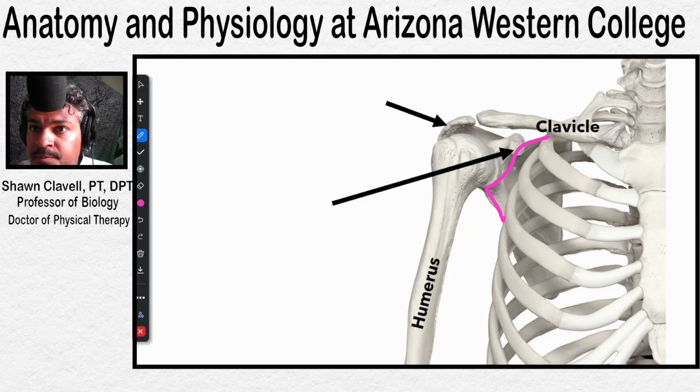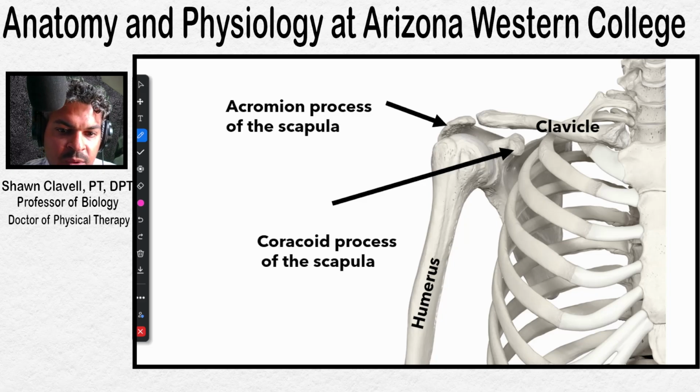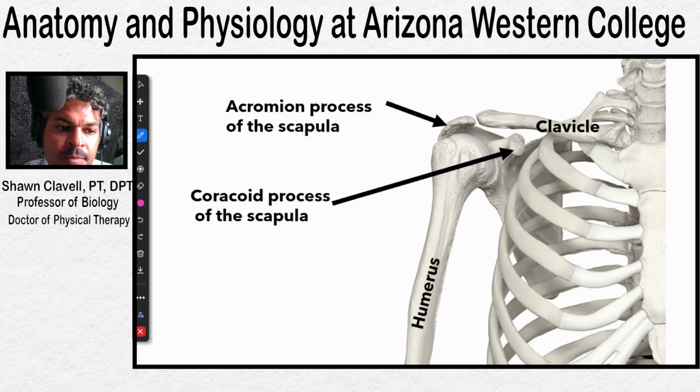Let me erase my tools there. There is the acromion process. The acromion process is the point that articulates with the clavicle, and then the coracoid process, the coracoid process of the scapula. So there we have it.